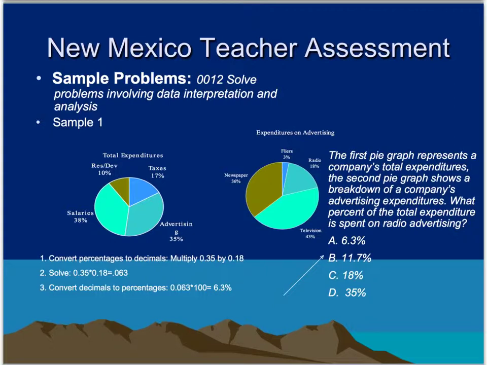The percent of radio is 18%. Divide that by 100, gives you 0.18. Then you convert the advertising percent, which is 35%. 35% divided by 100 equals 0.35. Then you take 0.35 and you multiply by 0.18, which gives you 0.063. This decimal you multiply by 100 and you obtain 6.3. Your correct answer is A, 6.3%.